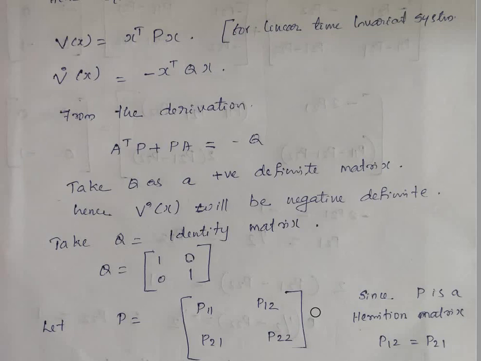As we are discussing the quadratic form, we have already discussed how to get the Hermitian matrix from a quadratic equation. So here this P matrix is a Hermitian matrix, hence P12 equal to P21. Now we have to find the values of P11, P12 and P22. That is the next step.